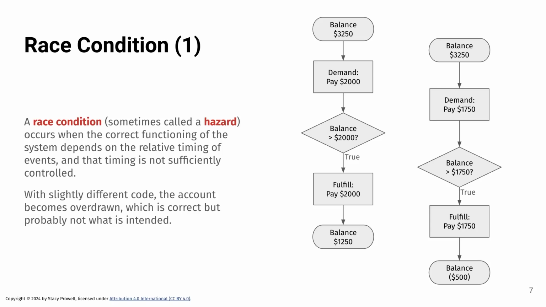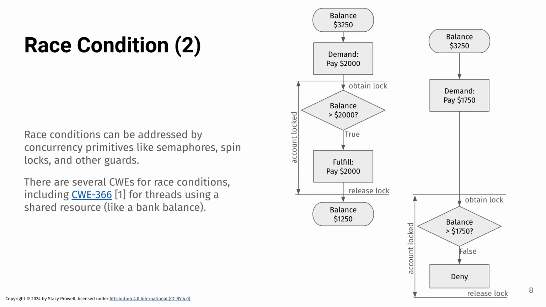And that's bad. Okay. So race conditions can show up, and they can have different effects depending upon how the system is written, and then the way in which the code gets interleaved. How do we fix it? Well, we fix it with the usual concurrency primitives. We can have semaphores or spin locks, other kinds of guards to block out and cause a portion of the code to be executed atomically.